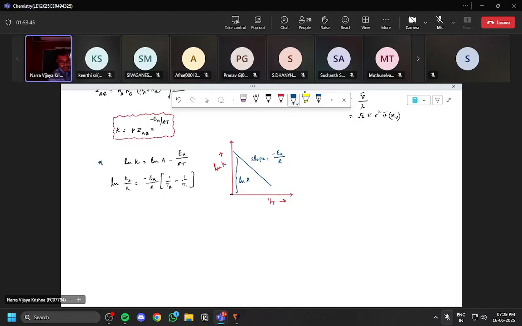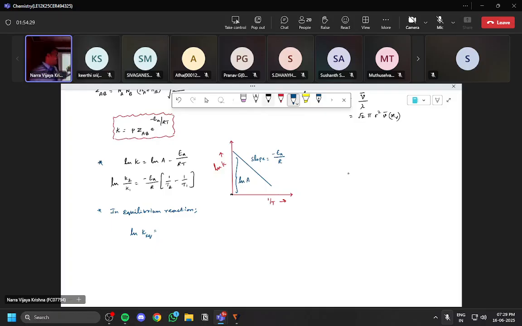No. In the case of equilibrium reactions, meaning reversible reactions, what will I write? Ln K forward equal to ln A minus EA forward by RT. Ln K backward equal to ln A minus EA backward upon RT. Correct or not? So then what will you get? Ln K equilibrium, K forward by K backward, equal to.